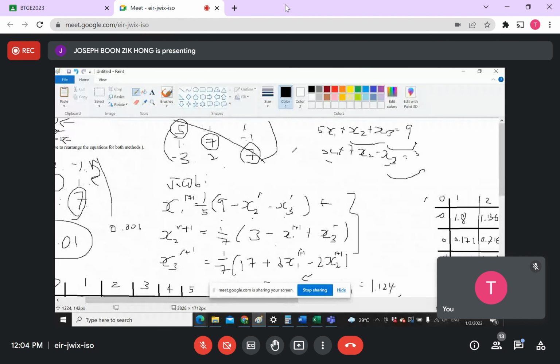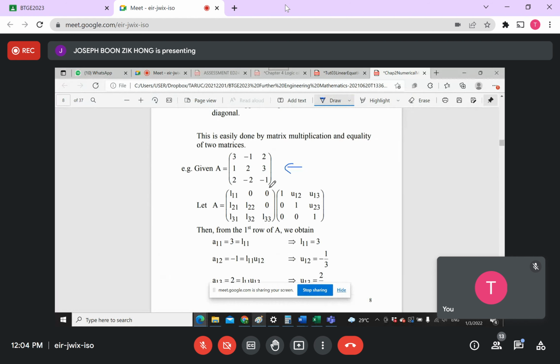We have this one. This one is our A. What we do here is try to make our A into a lower triangular matrix times an upper triangular matrix, with the condition that the upper triangular matrix's diagonal must be 1, 1, 1. So what we do is compare. We know that this one and this one give me 3.